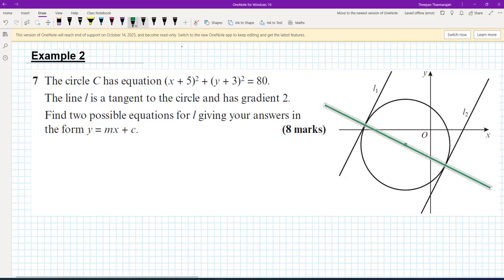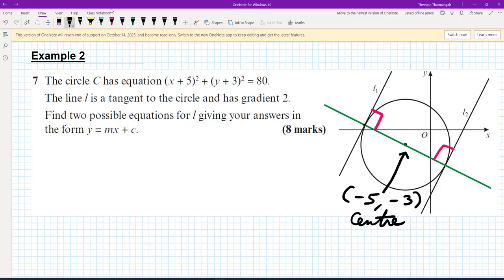I'm going to do that in green, and don't forget that it's at a right angle, because the angle between the radius and the tangent from circle theorems is 90 degrees. So just like our example, we need to write down the center of the circle. So minus 5 comma minus 3. So there we have the center of the circle.